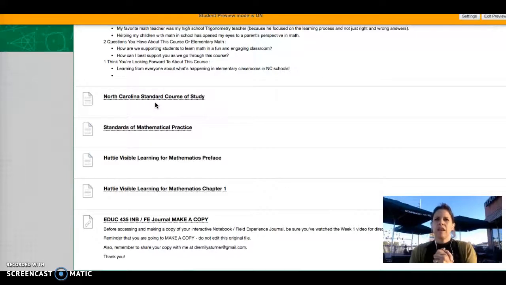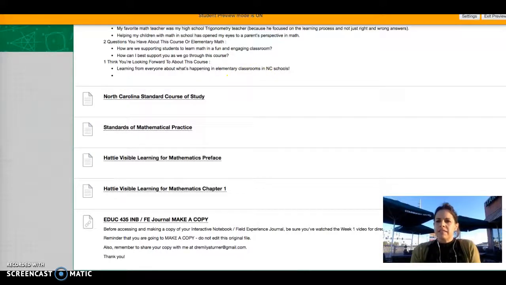So if second quarter, your scope and sequence says you are teaching addition, I want you to go into this North Carolina Standard Course of Study document, find your grade level, and find what the standards are for addition. So it's important to know what the end in mind is. What is it that we're trying to teach our students, and what do we need them to be able to know and be able to do by the end of that unit, by the end of that quarter, by the end of that course of study.